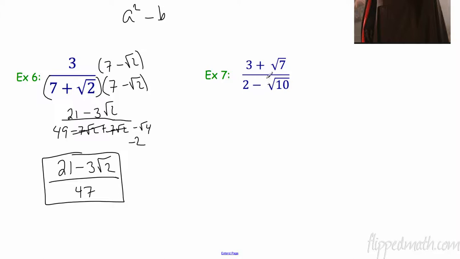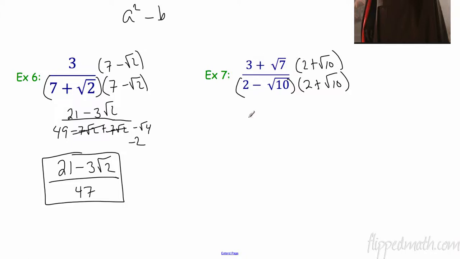Over here, it could get a little bit more tricky. Now, I don't care about radicals on top. I'm allowed to have that. So I'm not going to multiply by the conjugate of 3 minus radical 7. I'm going to multiply over here. I have a minus, so I'm going to do 2 plus radical 10. If I do it on the bottom, I have to do it on the top to keep things balanced. That's really just like multiplying by 1.